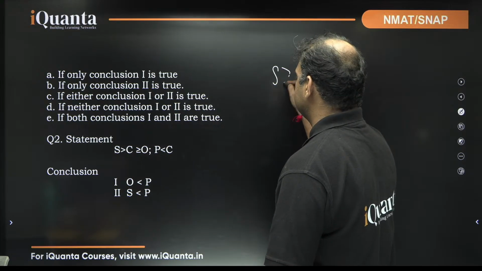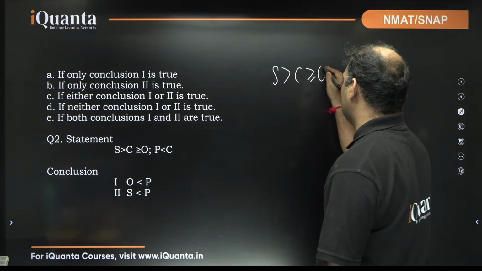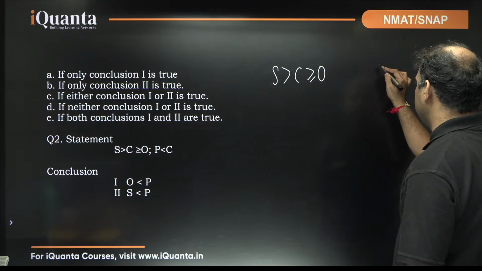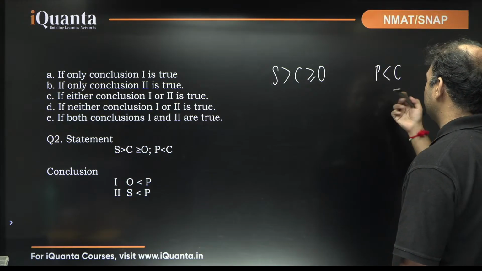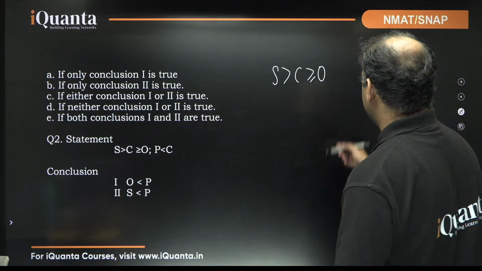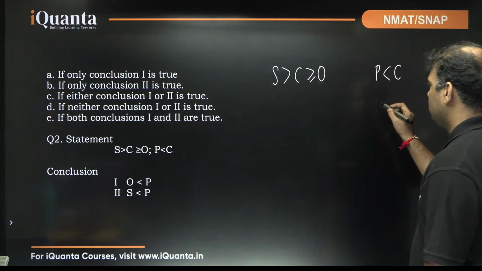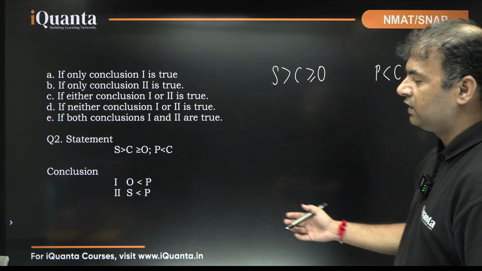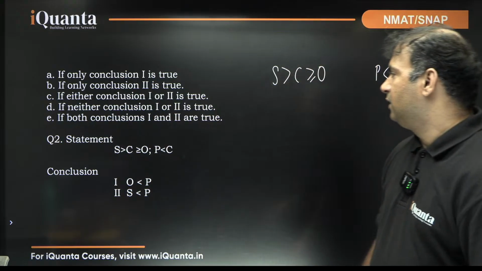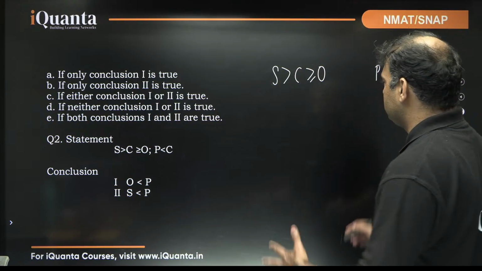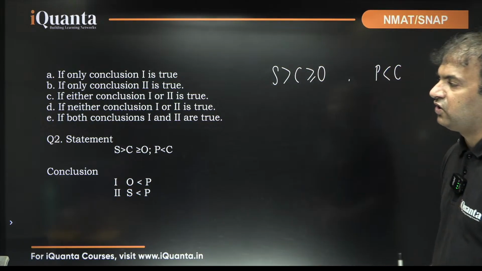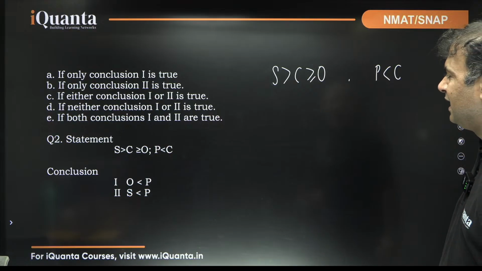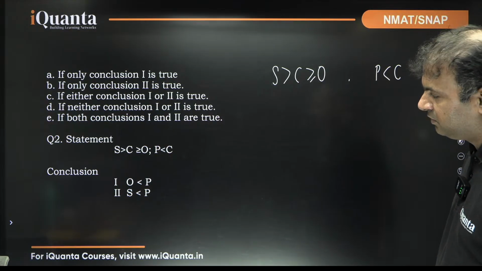So they are saying S is greater than C, C is greater than or equal to O, and then they are saying P is less than C. That means C has to be greater than P as well. Now we have to make a relation between O and P. Okay, C is greater than P, fine, but that doesn't mean we get a unique relation among O and P. If I take a few examples, see in these two that C is common, so obviously we have to take C as a bridge, connecting the other variables.